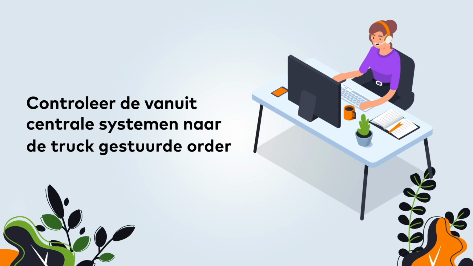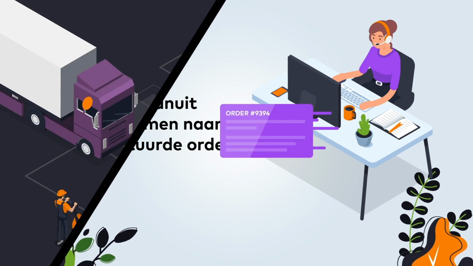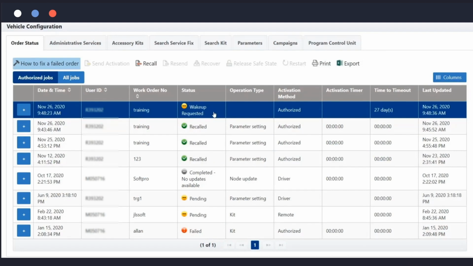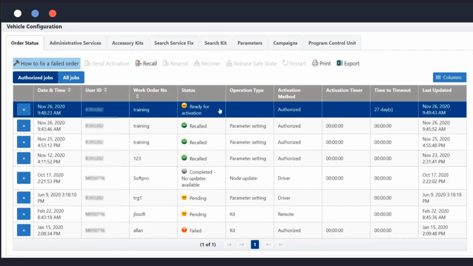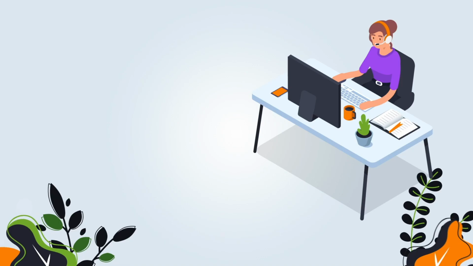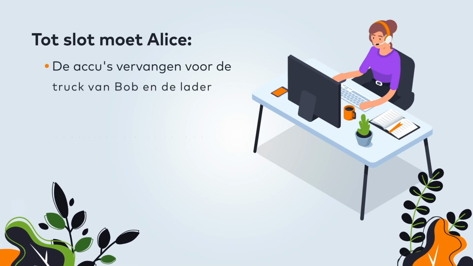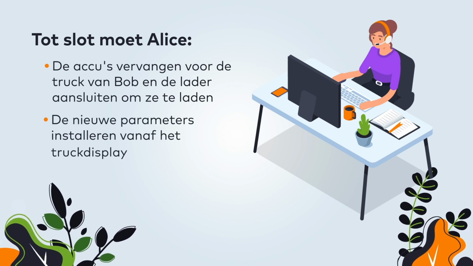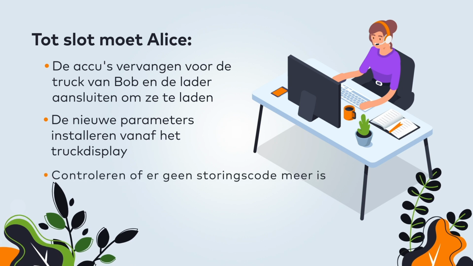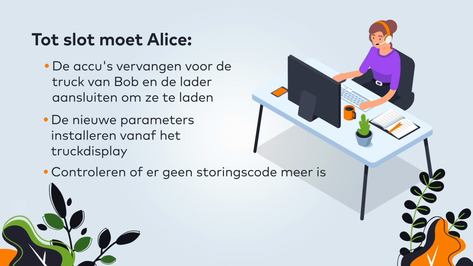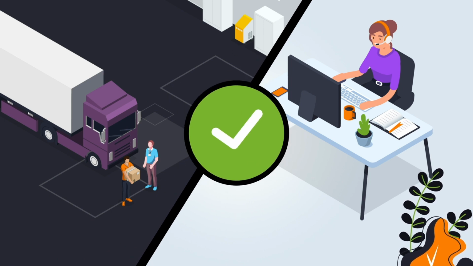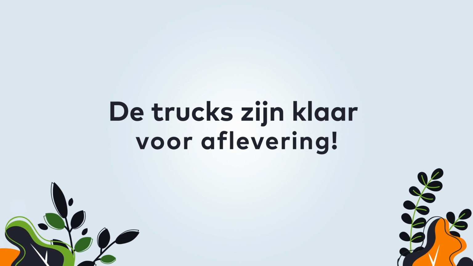She checks the sent order from Central Systems to the truck. She waits until the order is set in ready for activation mode. Finally, Alice should change the batteries for Bob's truck and connect charger to support them. Install the new parameters from the truck display. Check if no DTC remains. Trucks are ready for delivery. Now it's time to close the cases.